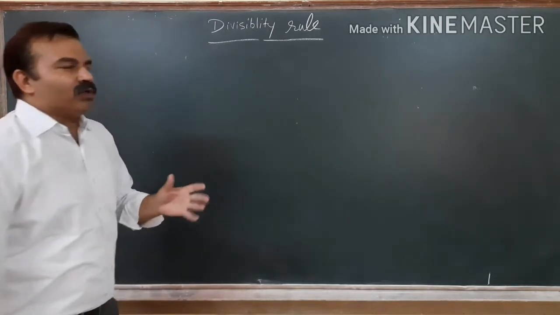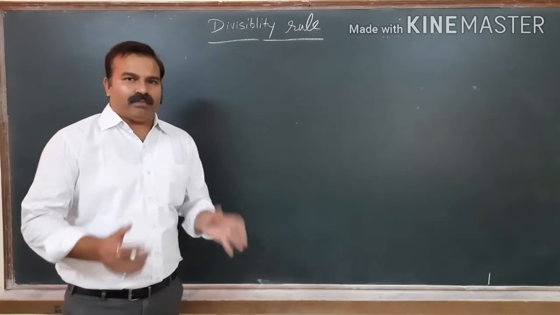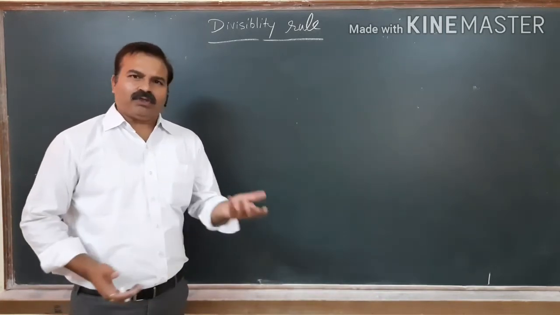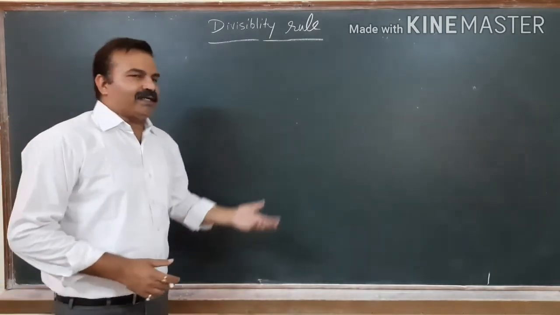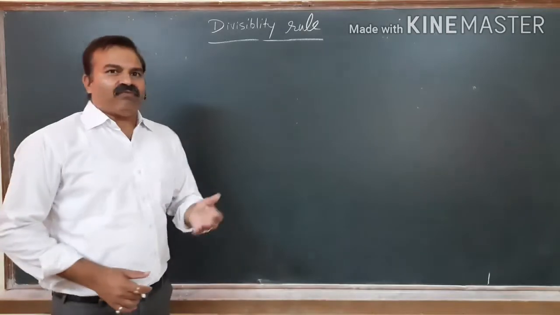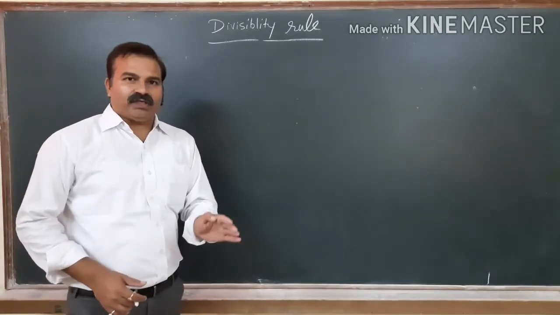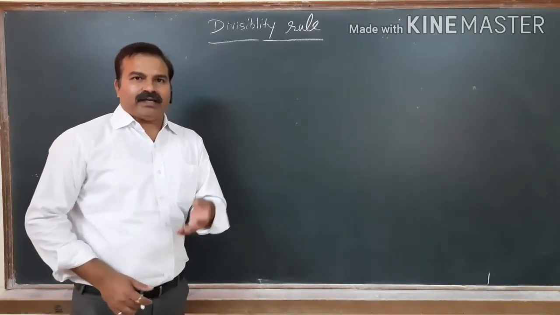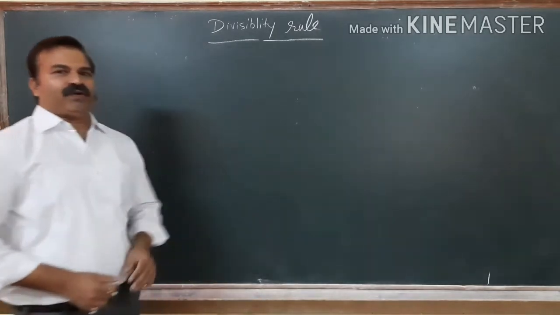Now, the next topic is the divisibility rule. In this, I am going to teach you how to check divisibility without actually dividing by a number. Generally, if the number is very small, you can divide easily. But if a number is quite big, by looking at the number you can check whether it is divisible by 2, 3, 4, 5, 6, 8, 9 and 10. So there are different divisibility rules for different numbers.